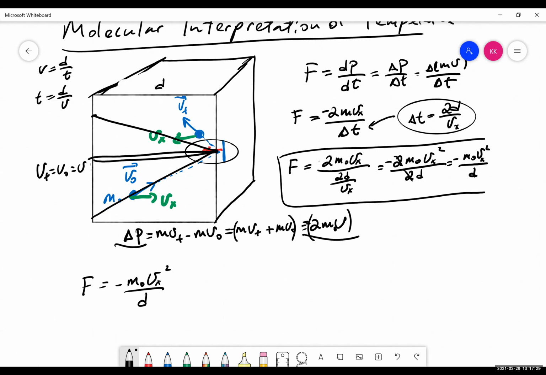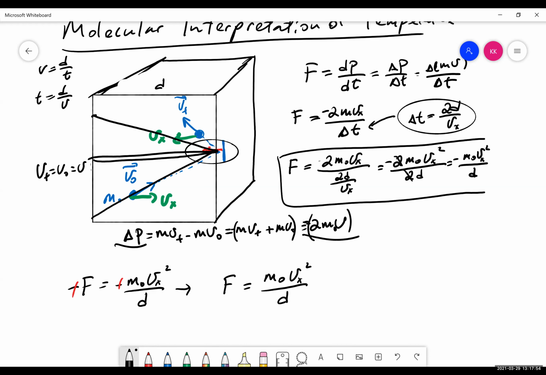Also, from the collision with the wall, the force is in the opposite direction, so technically the force is also negative. Those negatives in a way can cancel out. That means my equation is force equals mass times velocity in x direction squared divided by d. This is the force that the wall exerts on one particle.